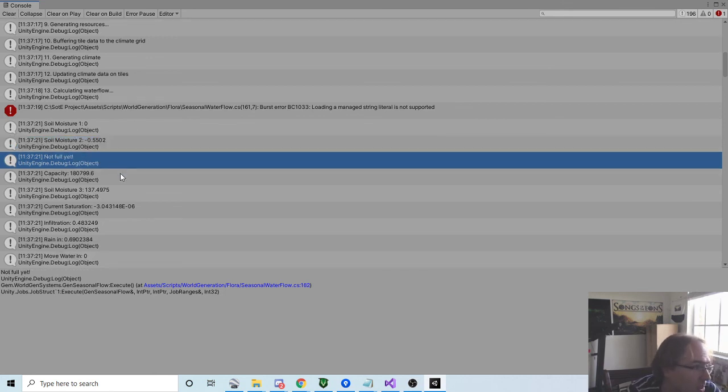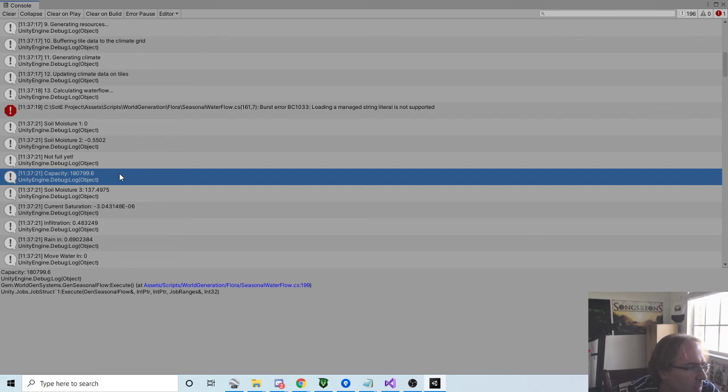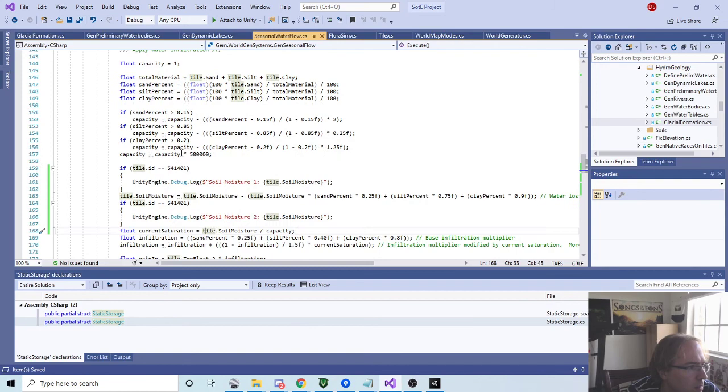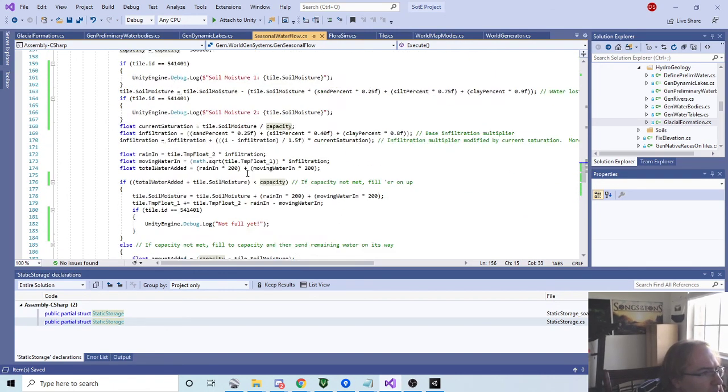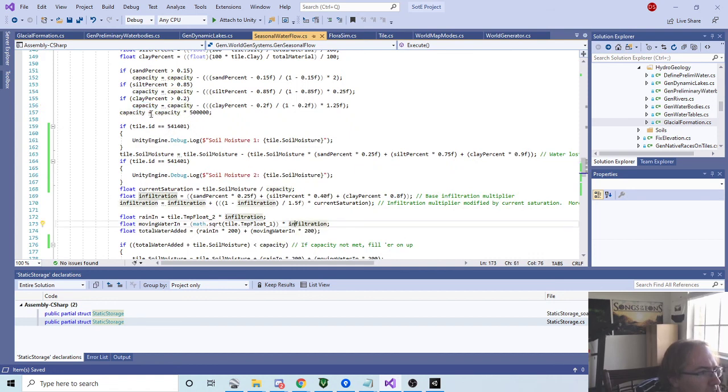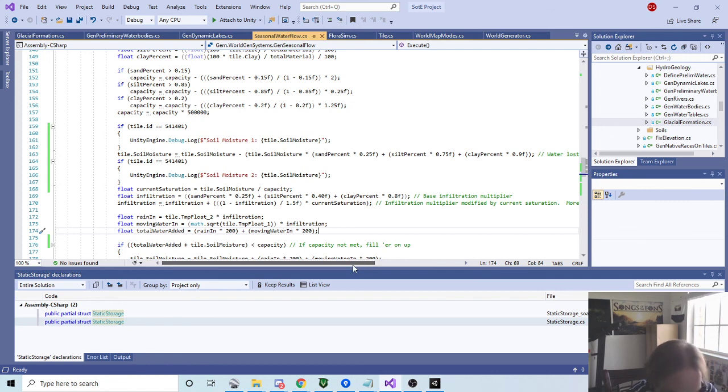So it says, hey, we're not full, and then we calculate capacity. Hold on a second. Capacity is calculated up here. It does not change. So, why are we ending up with negative soil moisture after this calculation? Oh, I might know. No, that makes no sense. So, this is what confuses me.